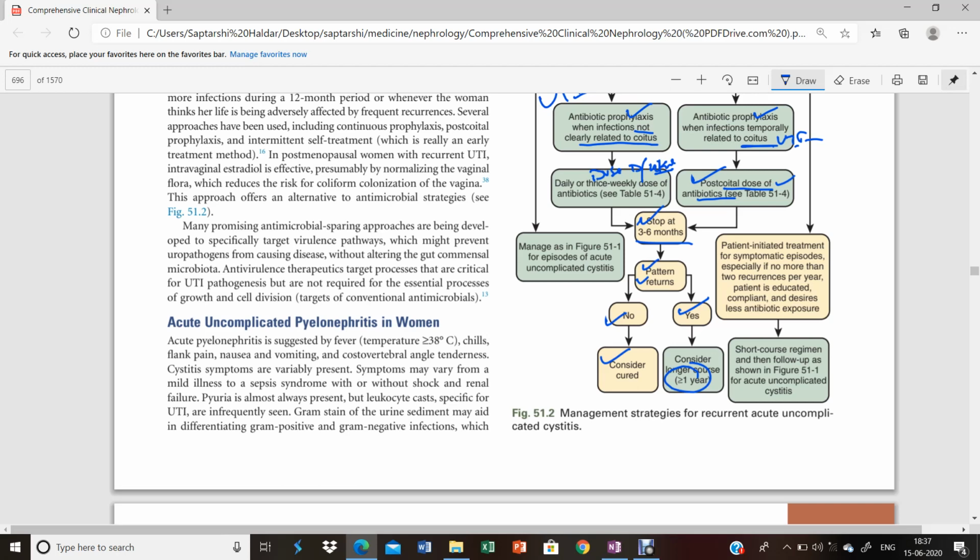Then give the daily dose for 3 to 6 months. If not, then give the postcoital dose. After 3 to 6 months, you will evaluate the patient. If the pattern returns, give it for greater than 1 year.